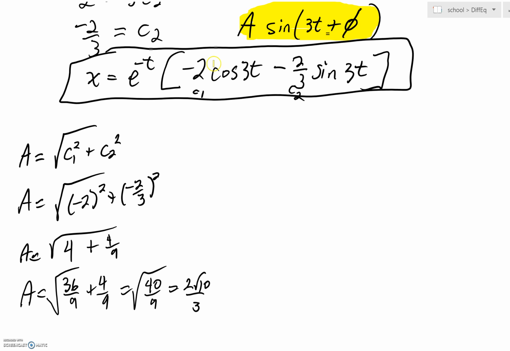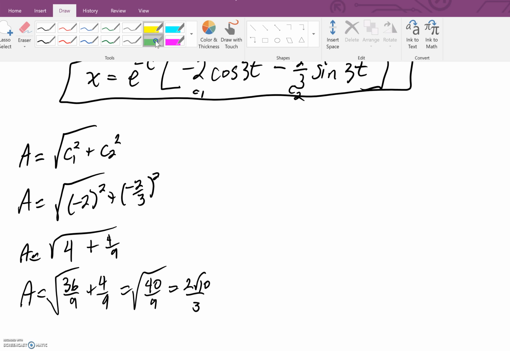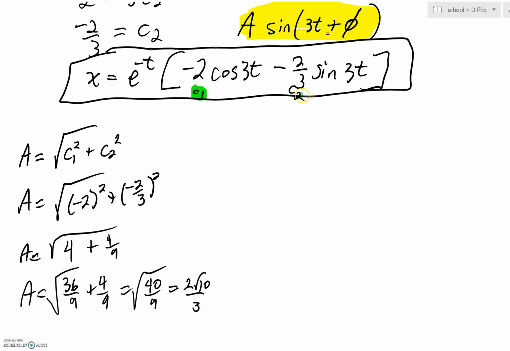The big question is, can we find phi? And of course, phi is going to be tied to these two constants, c1 and c2. c1 was -2, c2 is -2/3. And to help us, we just need to review and remember that the sine of phi was c1 over a, and the cosine of phi was c2 over a. And then, of course, following this up, we could say that the tangent of phi is c1 over c2.